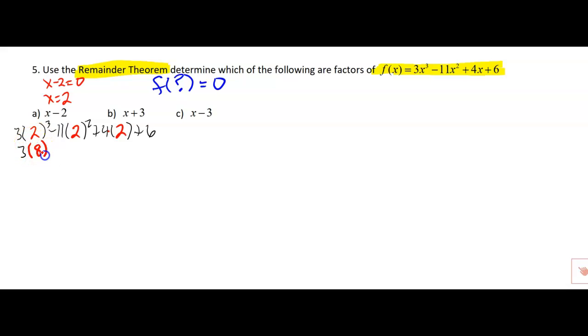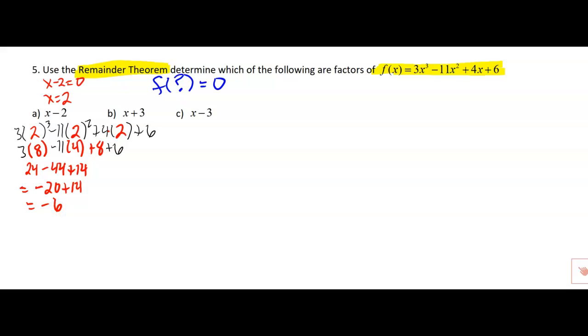Okay, so I'm going to have 2 times 2 times 2 is 8, minus 11, 2 times 2 is 4, plus 8, plus 6. Okay, so let's see, I'm going to have 24 minus 44 plus 14. That's negative 20 plus 14. I could stop here because it's clear to me that this is not 0. Or I can finish it out and say, you know what, okay, it's really negative 6.